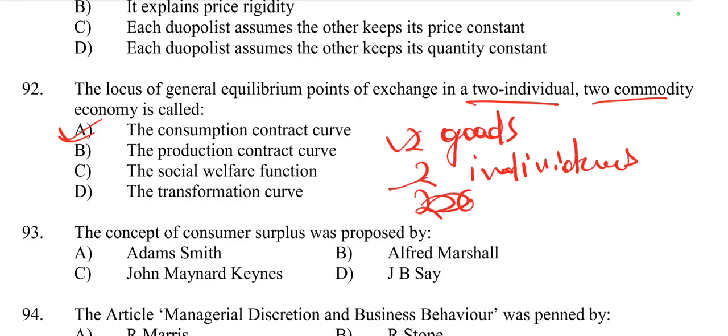It shows all the points where both individuals' marginal rates of substitution are equal. So the marginal rate of substitution of good 1 and good 2 for individual 1 and 2 are equal, indicating that no further mutually beneficial trade can occur. So it is called the consumption contract curve.